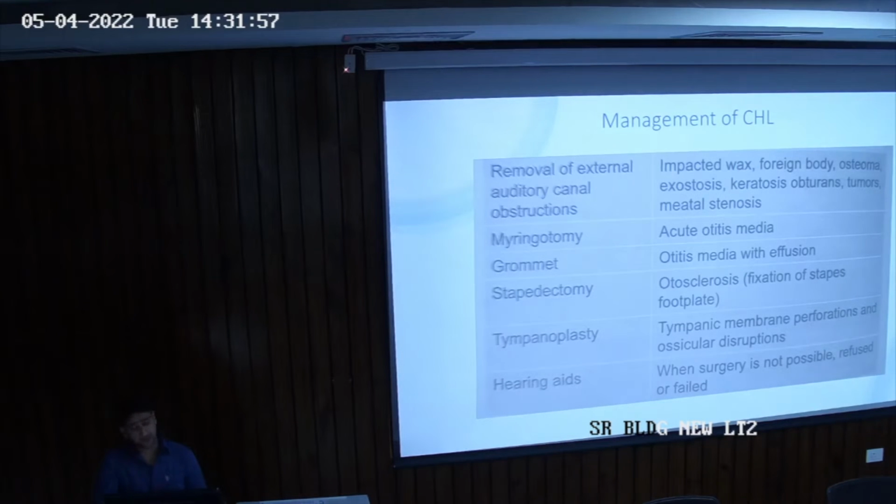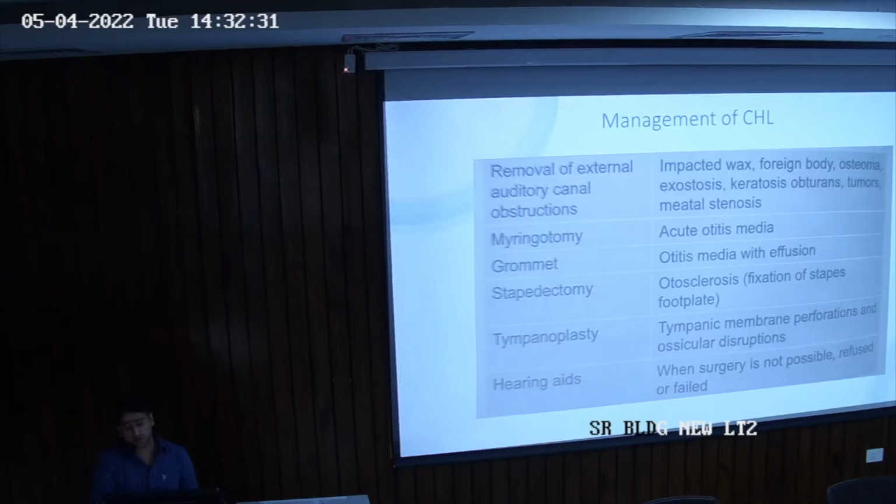Acute otitis media is initially treated with medical therapy. If it is resistant to medical therapy, then myringotomy. Making an incision in the tympanic membrane is known as myringotomy. In otitis media with effusion, if there is fluid behind the intact tympanic membrane, you will make an incision, that is, do a myringotomy, and put a small tube, that is known as a grommet. So myringotomy plus grommet.